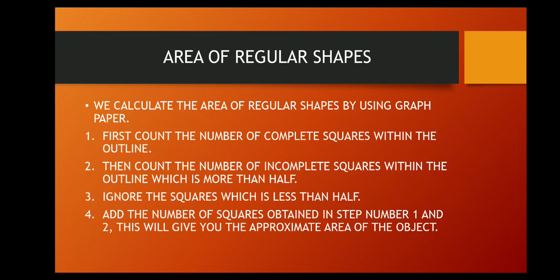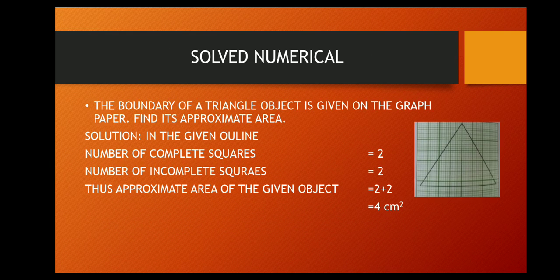Let's see how to find the area of regular shapes. We calculate the area of regular shapes by using graph paper. First, count the number of complete squares within the outline. Then count the number of incomplete squares within the outline which are more than half. Ignore the squares which are less than half. Add the number of squares obtained in step 1 and 2. This will give you the approximate area of the object.